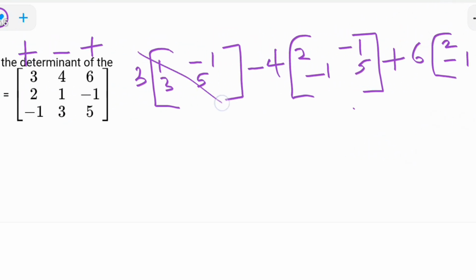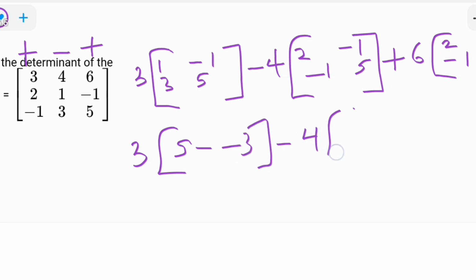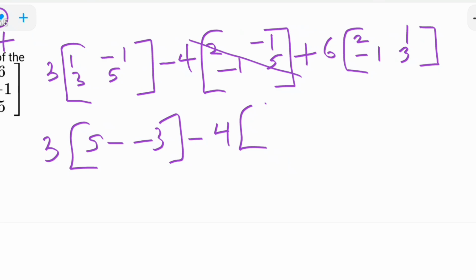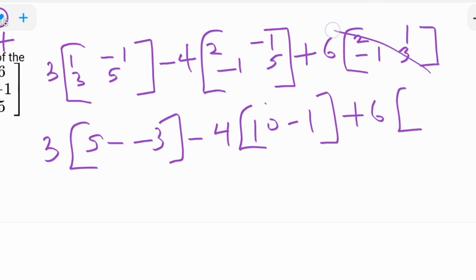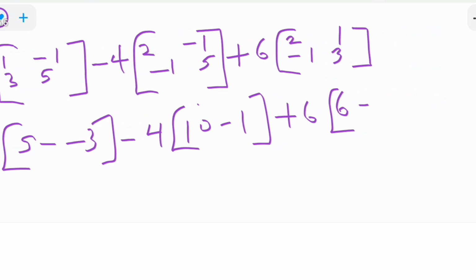So you multiply like this and subtract like this. Don't forget, multiply like this and subtract like this. So let's do that. That'll give you 3. So 5 times 1, that's 5. 5 minus, then 3 minus 1 is minus 3. So this minus 3 here. Then minus 4. 5 times 2 is 10. Then minus 1 times minus 1 is 1. Plus 6. 3 times 2 is 6. So to give you 6 minus 1 times 1, that will give you minus 1.